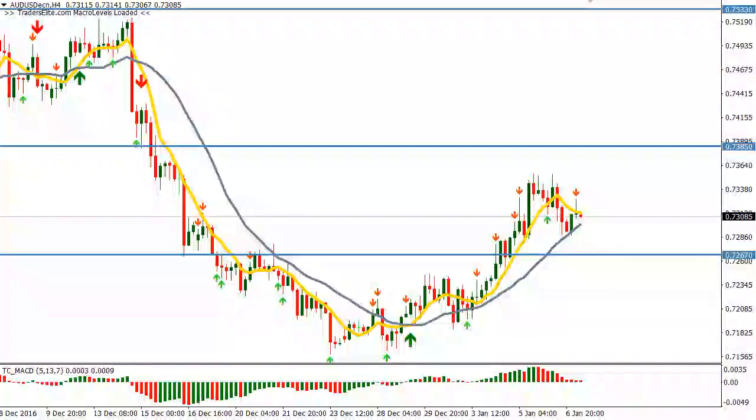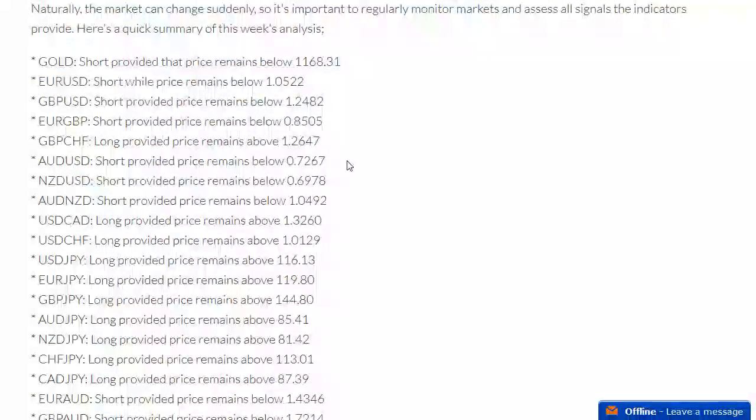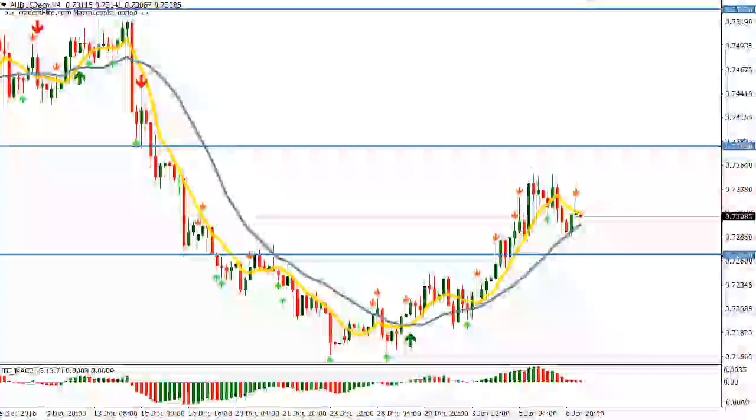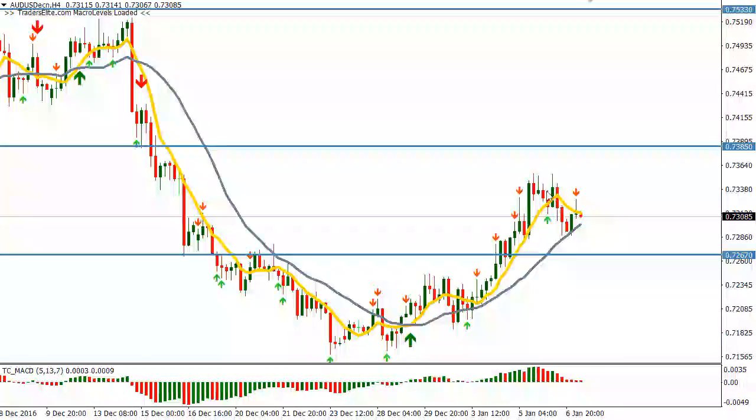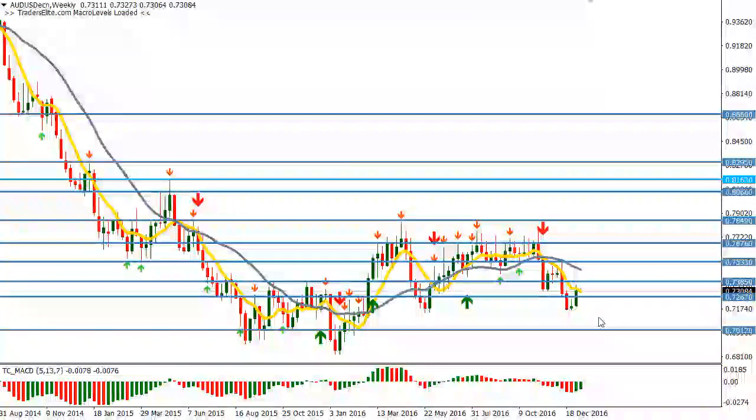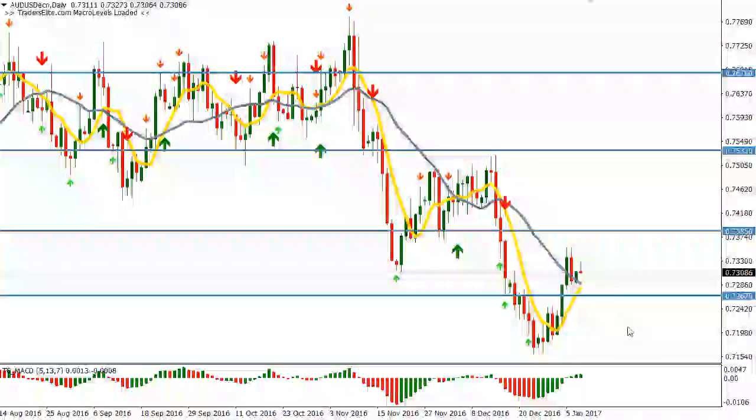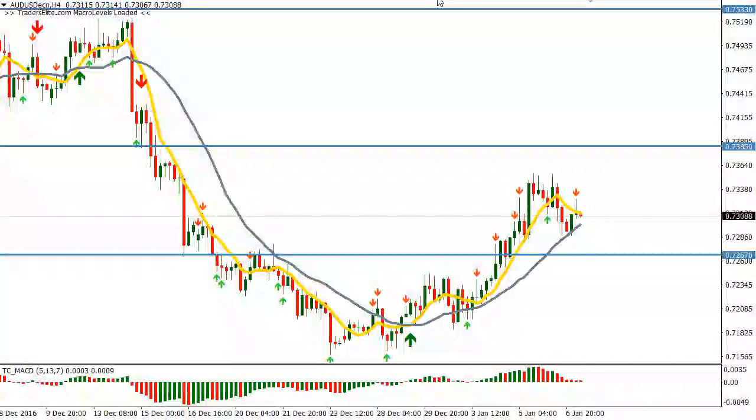Okay, Aussie, that's the AUD USD. And last week we said short provided price remains below 72.67. It's gone a little bit above, but at this stage we're still in the midst and the early stages of a weekly downward trend. On the daily, it hasn't changed over as yet, and it's looking pretty flat over the last couple of days. So I think today is going to be a fairly critical day and set the tone for a lot of pairs and their direction. So the next 24 hours is pretty much critical.